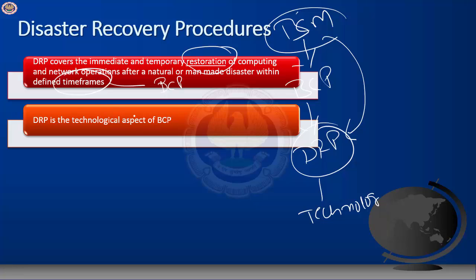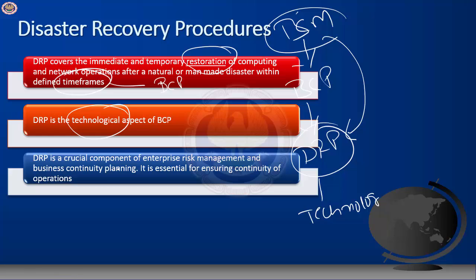So DRP, as I said, focuses on the technological aspects of the BCP. DRP is a crucial component of enterprise risk management. If you remember, we talked about enterprise risk management earlier. When you're doing disaster recovery planning, you need to consider what the impact could be for various types of operations, especially the critical operations. The objective is to continue the operations.